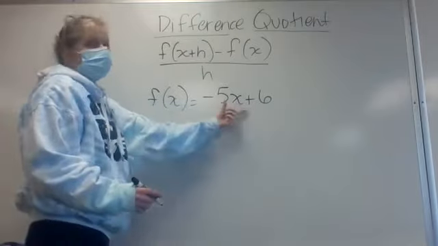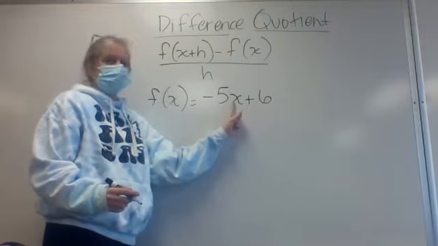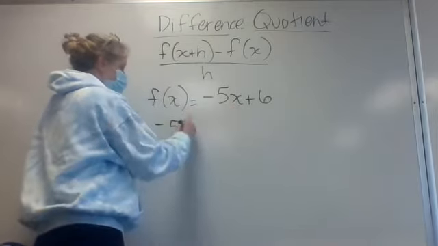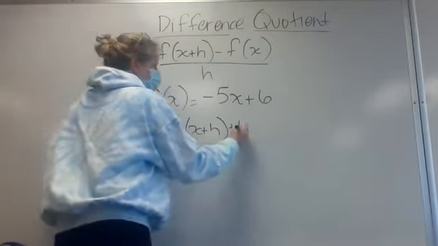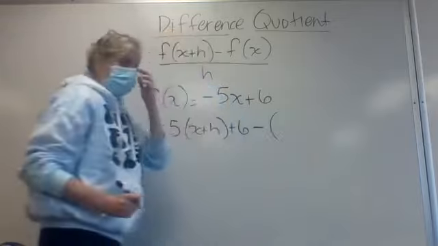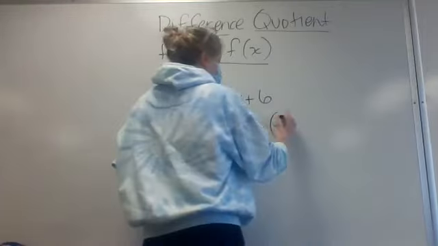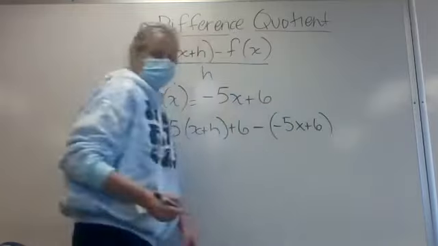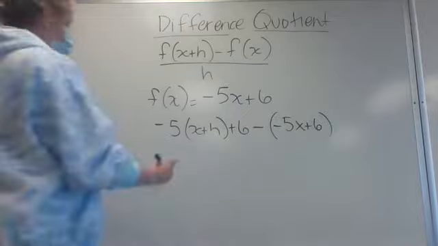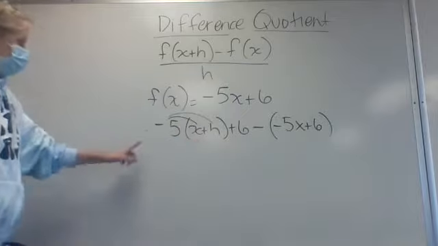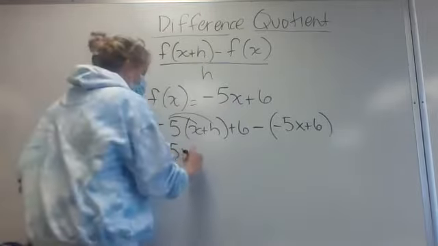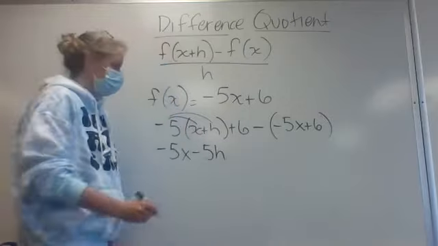So first things first is to write the function and replace the x with x plus h. So I have negative 5 in place of x, I'll put x plus h, plus 6. Then subtract your function in parentheses. So minus (negative 5x plus 6). And then simplify. So I'm going to distribute to get rid of all the parentheses. I'll distribute the negative 5 here. So negative 5 times x is negative 5x. Negative 5 times h is negative 5h. Bring down my plus 6.